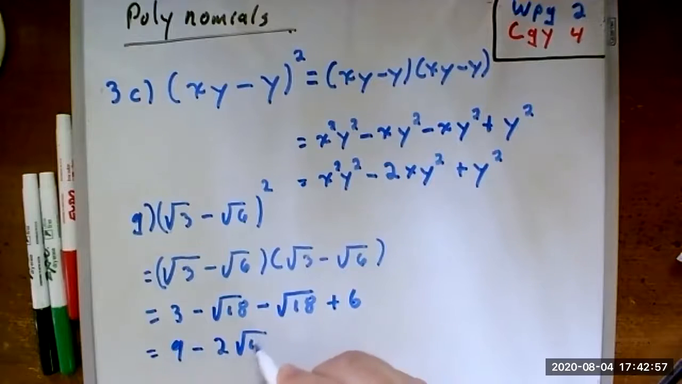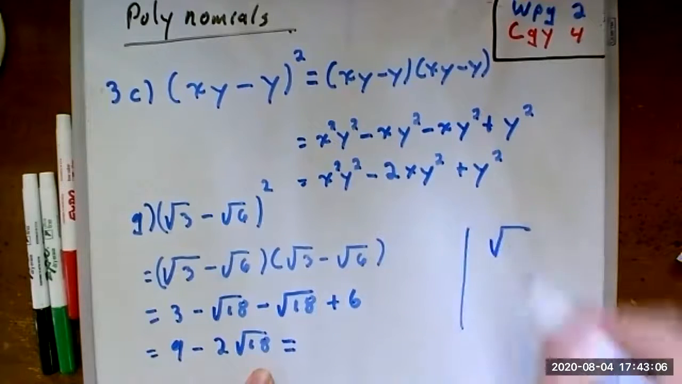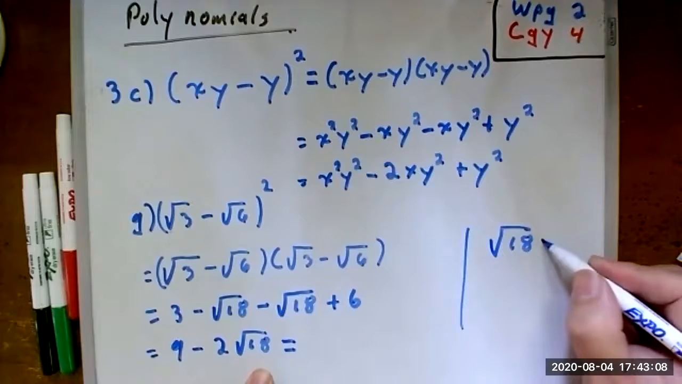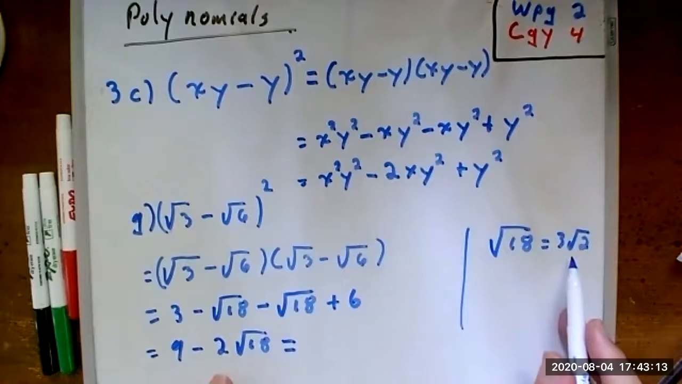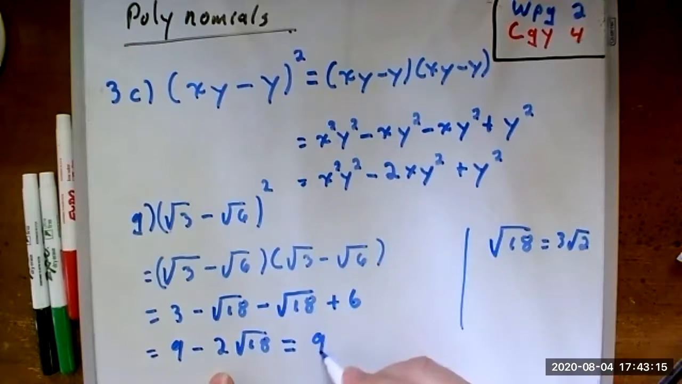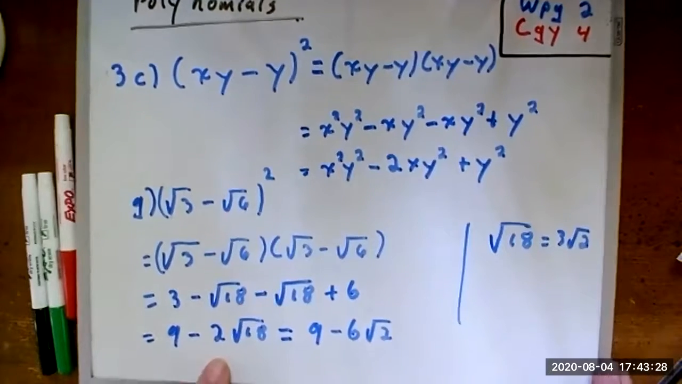Cleaning things up, I can put 3 and 6 together. That gets me 9. And then I have two of these, so I can literally say I have two root 18s. Root 18 has a square in it. Just a quick sidebar over here so you can see what I'm doing. Root 18 is the same as saying 3 root 2. And I have two of those, so I end up with 6 root 2.